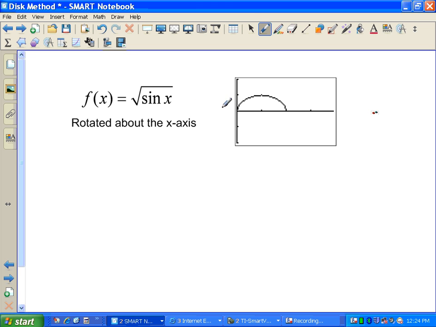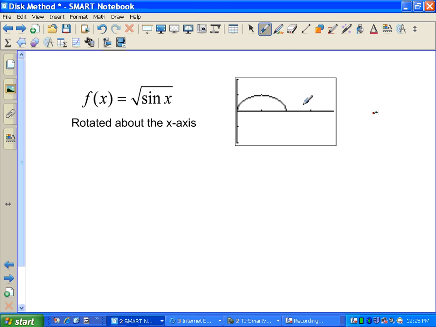Okay? So the first thing we're going to do is take the square root of the sine of x, and we're going to rotate it about the x-axis. And we're just looking at this little portion of it that's right here in this first section, and this is actually from 0 to, where is it from? 0 to pi, I guess it is, from 0 to pi. So we'll look at this particular piece here.